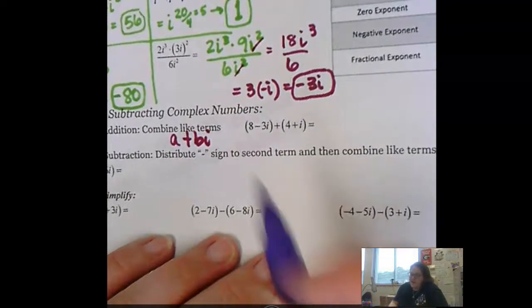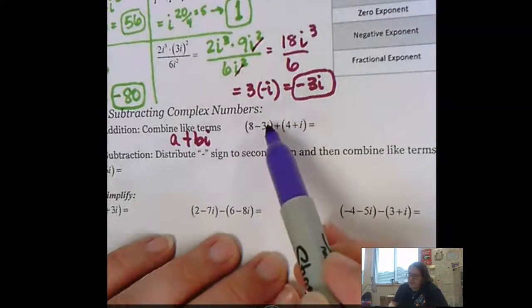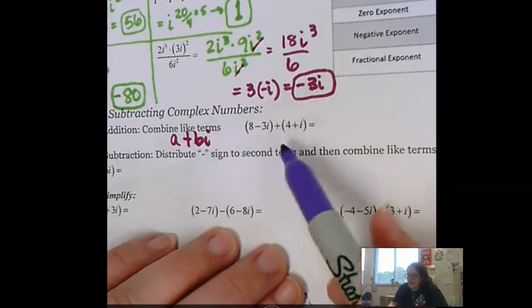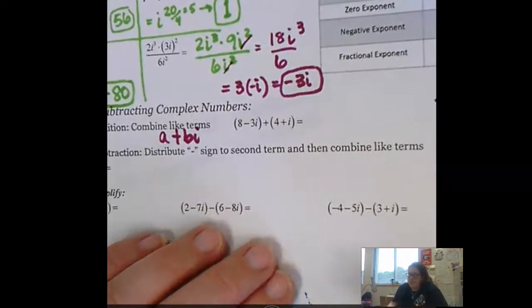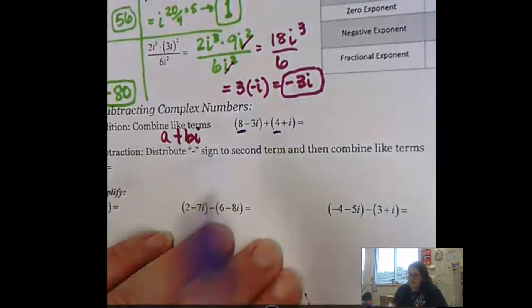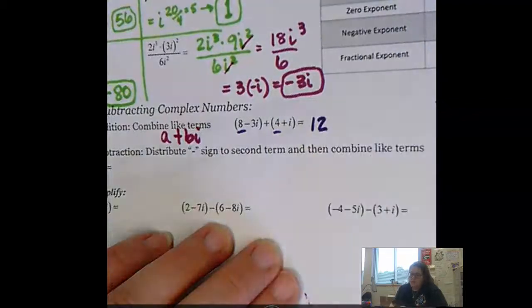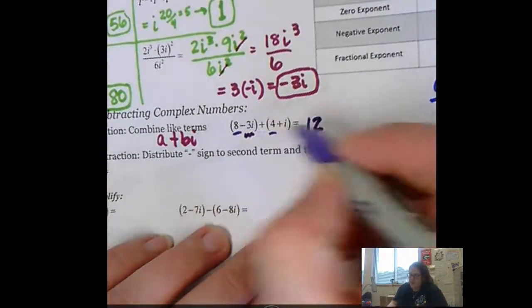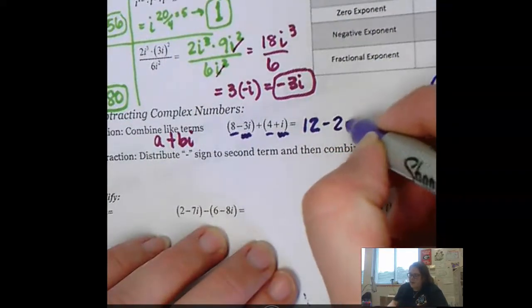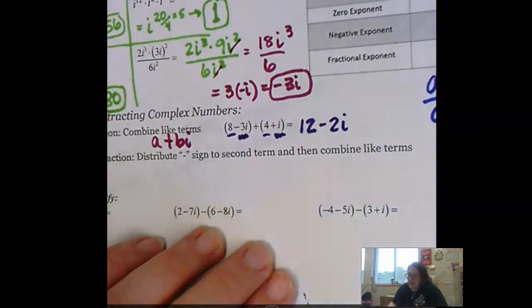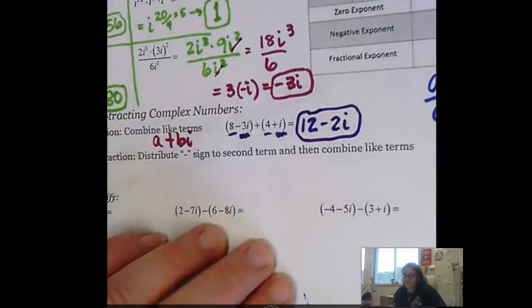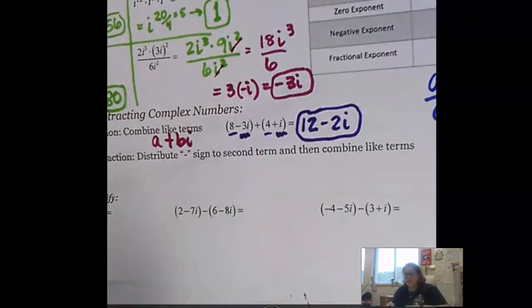So if I have 8 minus 3i, that's one complex number. All those parentheses mean is this is a single complex number plus a second complex number, 4 plus i. So what we do to get it in standard form, we write the sum of the real terms together. So 8 plus 4 is 12. And then we would put the sum of the imaginary terms together. Negative 3i plus 1i would be negative 2i. And that is in our standard a plus bi form that it needs to be in, so we don't do anything else. That's it for addition. It's very, very simple for addition, thankfully.